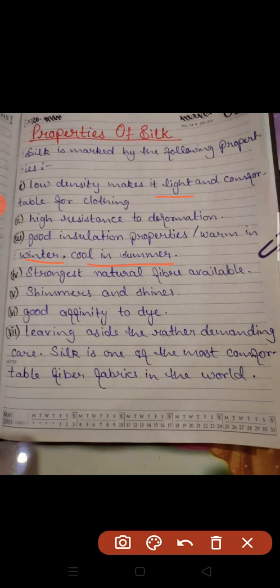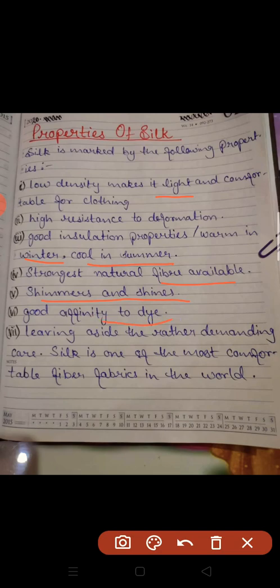It is the strongest natural fiber available in nature. The rest of the strongest fibers are artificial, but if we talk about natural fibers, silk is the strongest natural fiber available. One of its properties is that it shines. It shimmers and shines. Shimmers also means shining.